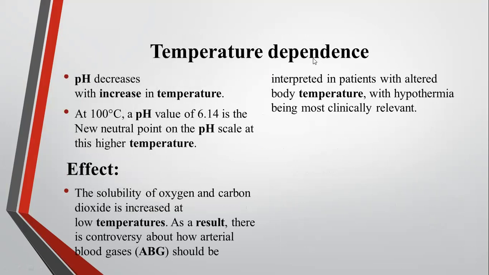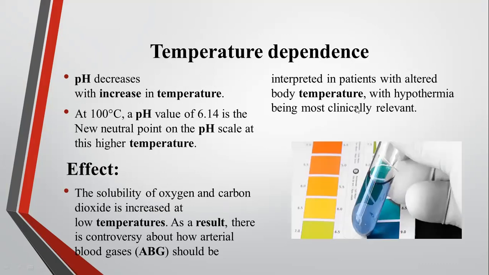Now we talk about temperature dependence. pH decreases with an increase in temperature; at 100 degrees centigrade, a pH value of 6.14 is the new neutral point on the pH scale. The solubility of oxygen and carbon dioxide is increased at lower temperature. As a result, there is controversy about how arterial blood gases should be interpreted in patients with altered body temperature, with hypothermia being most clinically relevant. Here we can see temperature dependence in the picture.